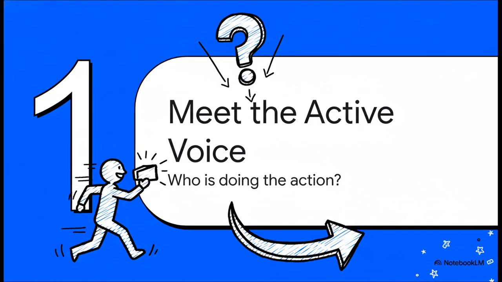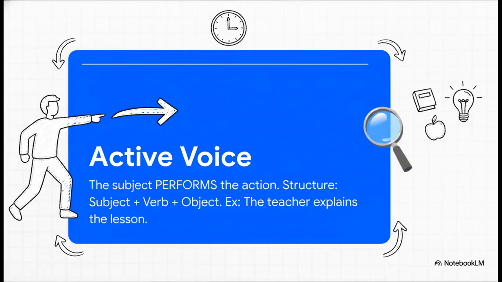First up, we've got the active voice. You can think of this as the most common, most direct way we speak. The big question to ask yourself here is always, who is doing the action? So in the active voice, the subject is basically the star of the show. They're the one performing the action. The structure is really straightforward. You have your subject, then the verb, then the object. Look at this example. The teacher explains the lesson. Who's doing the action? The teacher. See? The subject, the teacher, is actively doing the explaining.